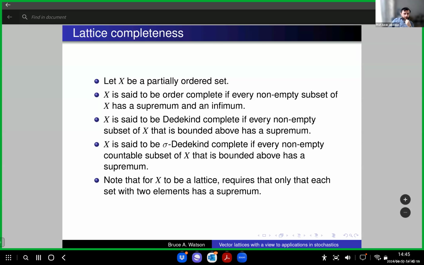Yes, I agree that for the third bullet point, it's important that we only require this for non-empty subsets. So for the lattice one at the bottom, if you don't have any two elements, you've got nothing to check. Sure. You haven't met the first condition. So yes, of course.